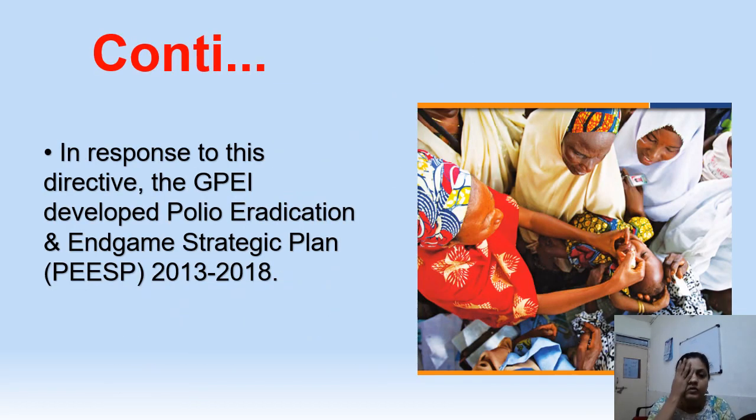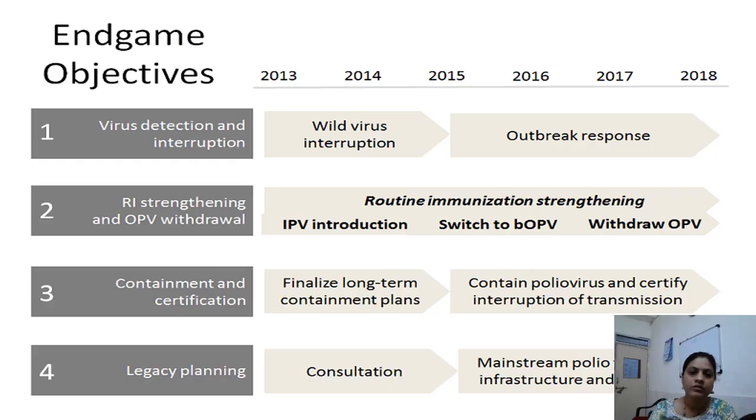In response to this directive, the Global Polio Eradication Endgame Strategy was formed. Now, there are four main objectives to this polio endgame strategy. The first is the virus detection and interruption. Then second is the routine immunization strengthening and the OPV withdrawal, which had three steps.